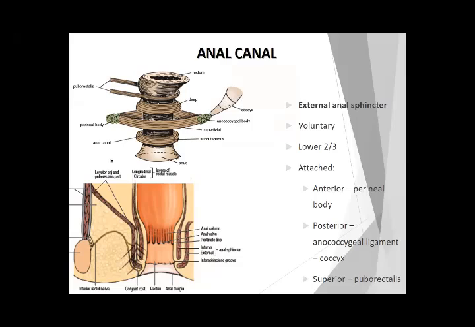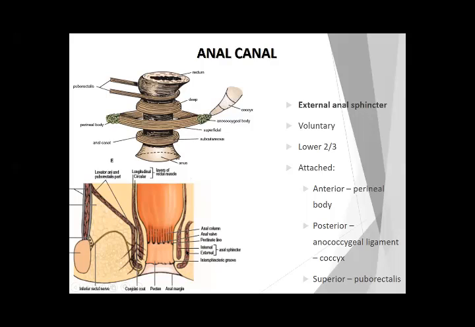Please note that this voluntary sphincter is lying in the lower two-thirds of the anal canal. So the external anal sphincter surrounds the lower two-thirds of the anal canal. Internal upper two-thirds में, external lower two-thirds में. Internal sphincter was involuntary, smooth muscle. External sphincter, voluntary है, skeletal muscle.